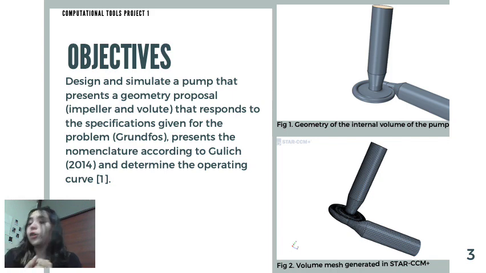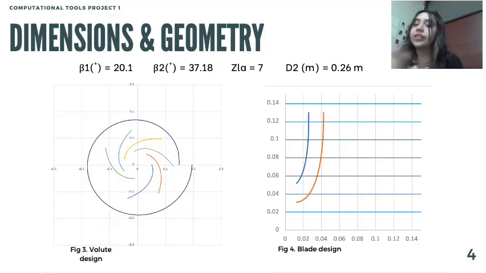The objective of this project is to simulate a pump, present a geometrical proposal that responds to the specifications given for the problem, present the nomenclature according to English, and determine the operation curve. Our design was based on the manufacturer's BEP. This data was used to design the pump.